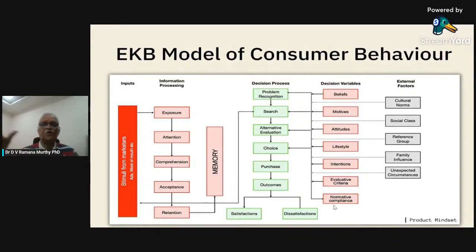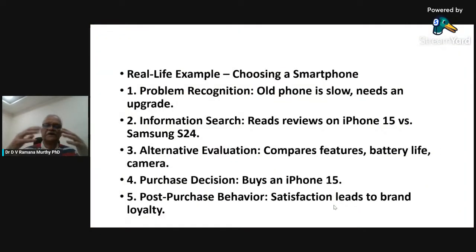This is the EKP model of consumer behavior. I will send this PowerPoint presentation to you through mail, and you can have a very clear look at this particular model of consumer behavior, through a particular analysis in mind. So let's examine some real life example here.